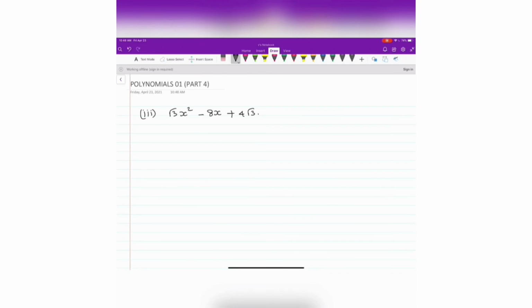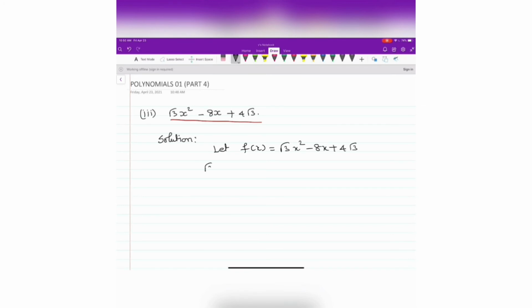Third subdivision. Here you have to find out the zeros of the quadratic polynomial root 3x square minus 8x plus 4 root 3, and then you have to verify the relationship between the zeros and the coefficients of this polynomial. Let's do it now. Solution. Usual steps. Let f of x is equal to root 3x square minus 8x plus 4 root 3. To get the zeros of the polynomial, we have to factorize this quadratic polynomial by splitting the middle term.